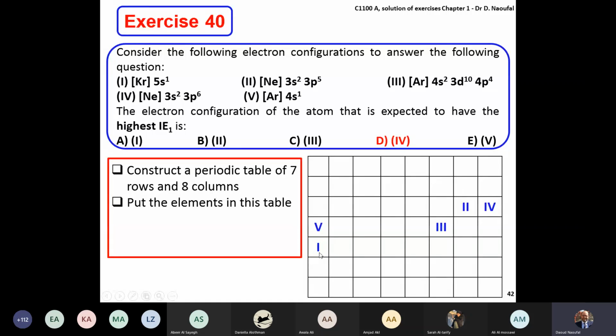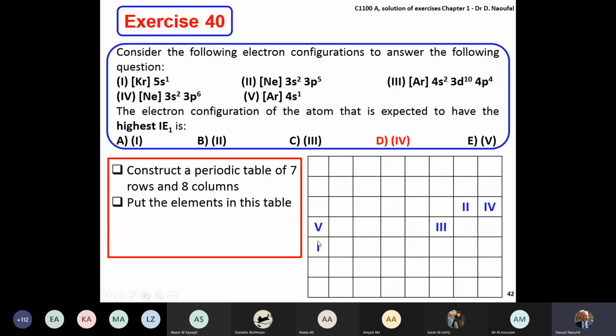So 1 is in group 1, row 5. 2 is in group 7, period 3. 3 is in period 4, 1, 2, 3, 4, and group 6. 4 is in period 3, 1, 2, 3, group 8. 5 is in period 4, group 1.